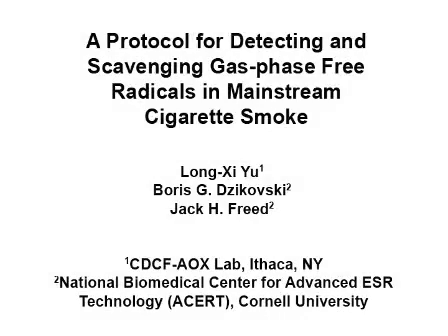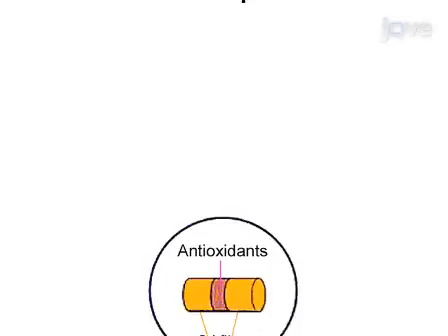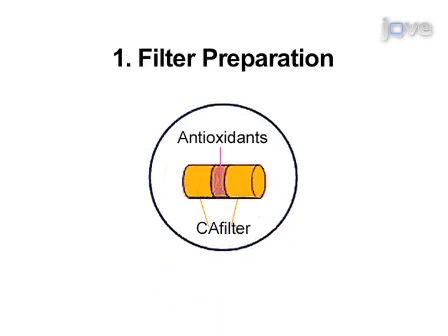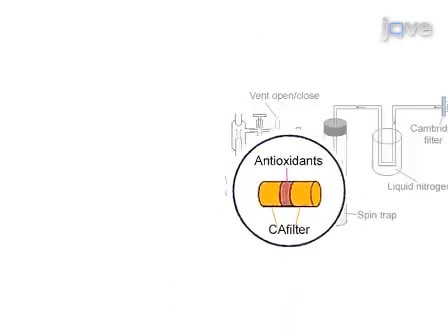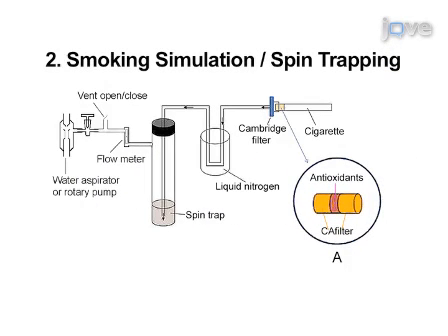The overall goal of this procedure is to measure the amount of free radicals in mainstream tobacco smoke and to assess the scavenging capacity of several antioxidants. This is accomplished by first preparing filters containing several different scavenger compounds, as well as controls without scavenger. Filter preparation is followed by smoking simulation, with the smoke of research cigarettes passing through a spin-trapping solution.